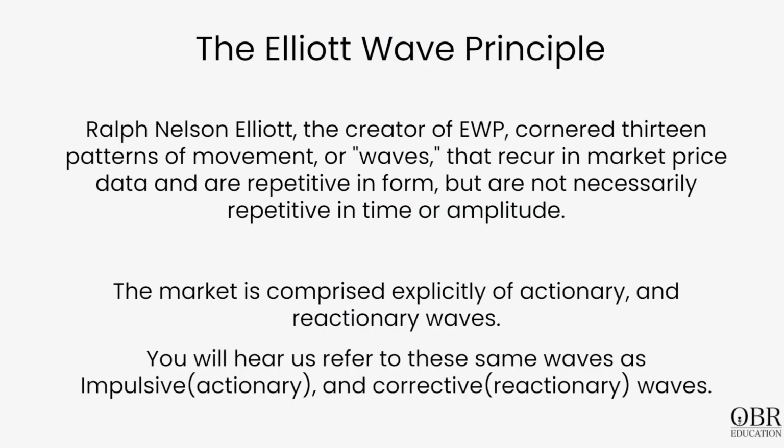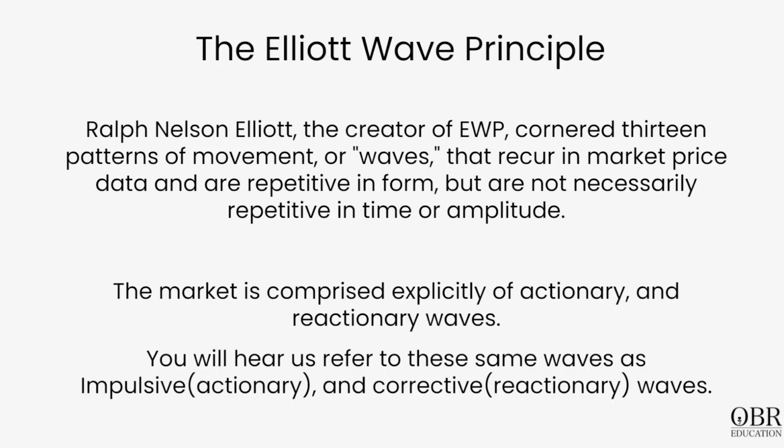Cool. So moving on to the actual topic of conversation, right? We talked briefly about what Elliott wave principle is. We went into what the Fibonacci sequence is, why that's applicable, and why that matters. We're going to see what they are in conjunction here momentarily, but we want to get into the juice of it, right? What is Elliott wave principle? Elliott wave principle was created by a man named Ralph Nelson Elliott. He cornered 13 patterns of movement, or as we refer to them, waves, that recur in market price data and are often repetitive in form, but not necessarily repetitive in time or amplitude, right?